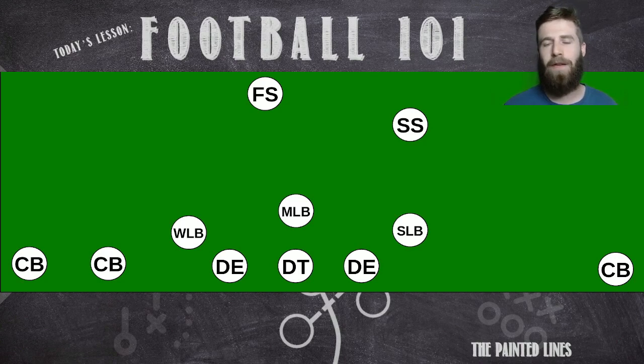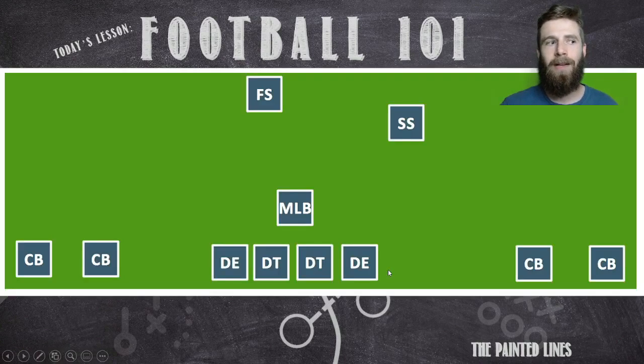You could run a 4-2-5. There's a lot of different combinations that you can do, but this is nickel. Now we're at a dime defense, and a dime does not mean you have 10 defensive backs on the field. It means you have 6. It's just nickel plus 1. It sounds better than a nickel and a penny defense, I suppose.